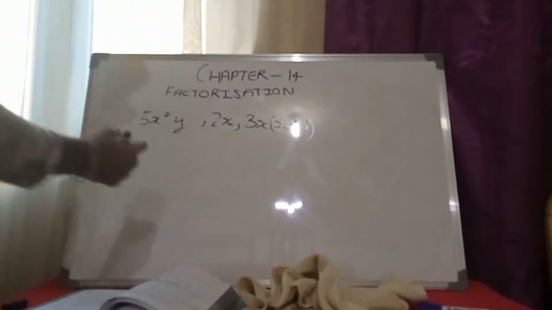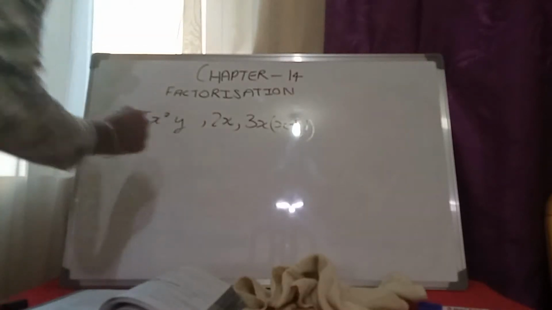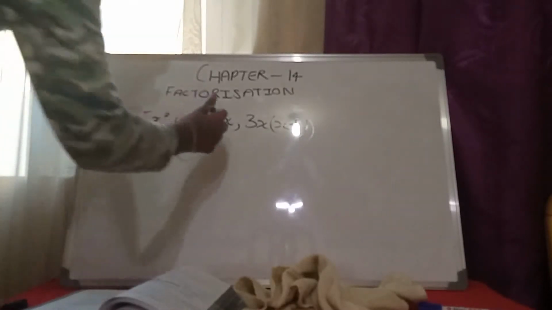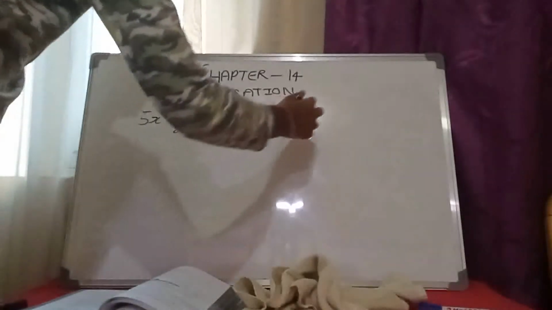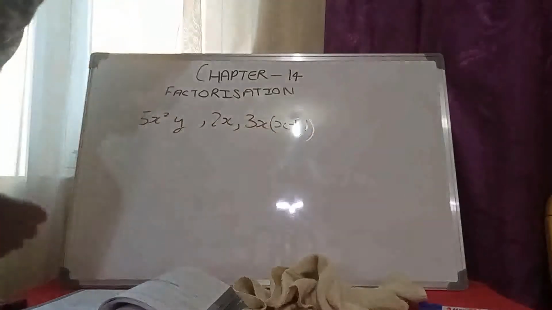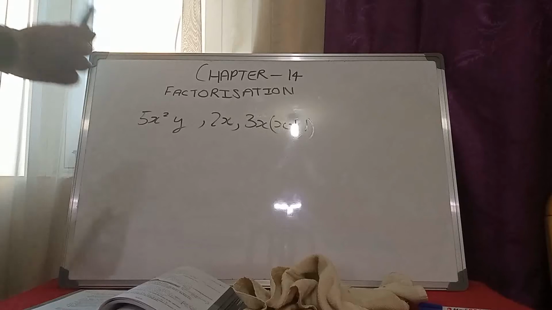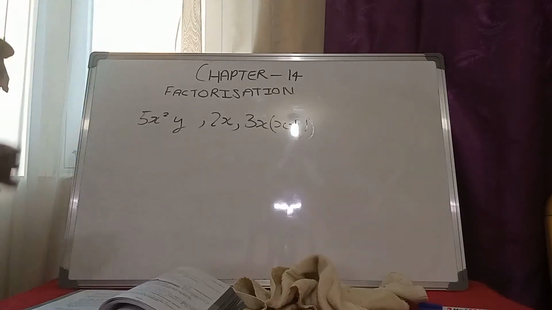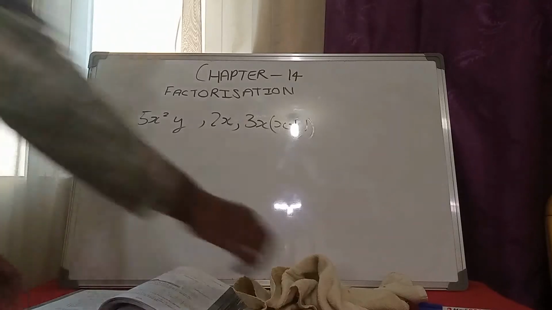Here we can easily see that 5xy we get when we multiply 5, x and y. So from seeing this term we can find out its factors. From 2x the factors are 2 and x. And for 3x into x plus 1, the factors are 3x and x plus 1. So these are the expressions which are shown as products of factors. But there are many expressions which we have to factorize to find their factors.